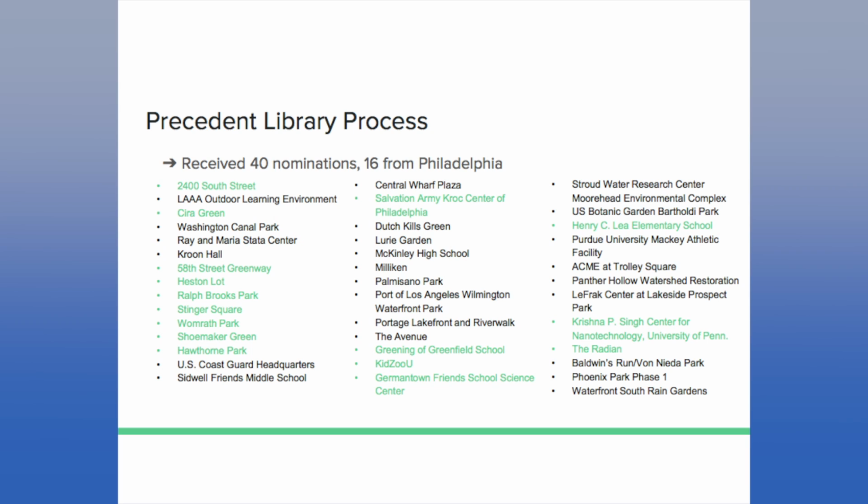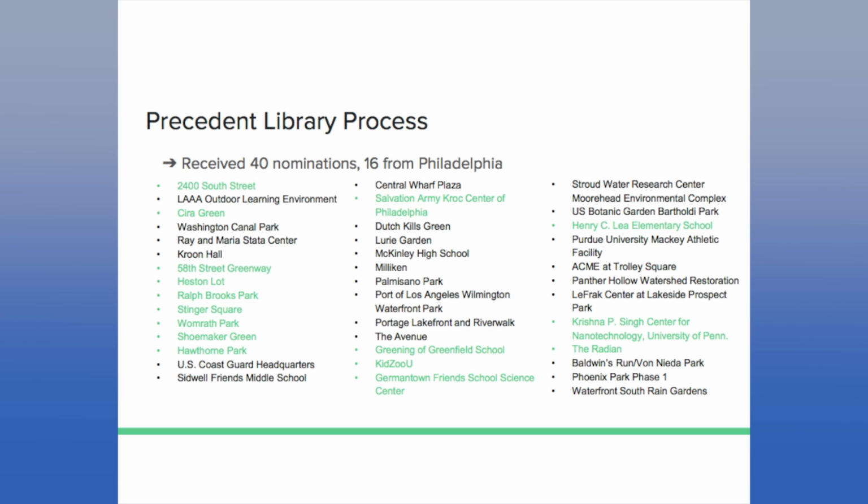So this is what we got. We got a list of 40 different nominations from all over the country. 16 of those came from Philadelphia, so the ones in Philly are highlighted in green. So we got a really good wide range of projects from urban areas all throughout the country.